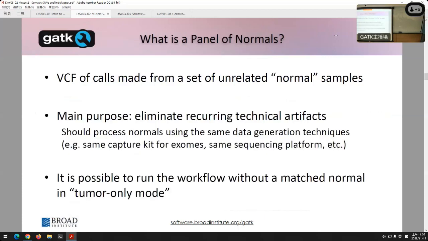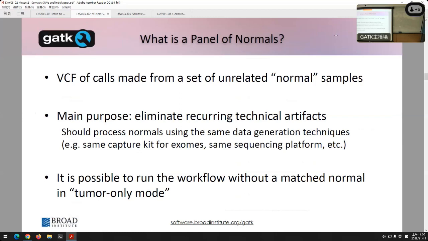So again, that panel of normals, we mentioned a bunch of times. By normals, we mean that they're not cancer cells. We're looking at basic germline. We're assuming that the people included in the panel of normals, we're not finding tumors in them. They're just normal germline cells, okay? In a perfect world, we run them through the same data generation techniques. If you're using Illumina sequencing, run them through it. And if you do exome capture, try to use the same exome capture kit to eliminate variables.